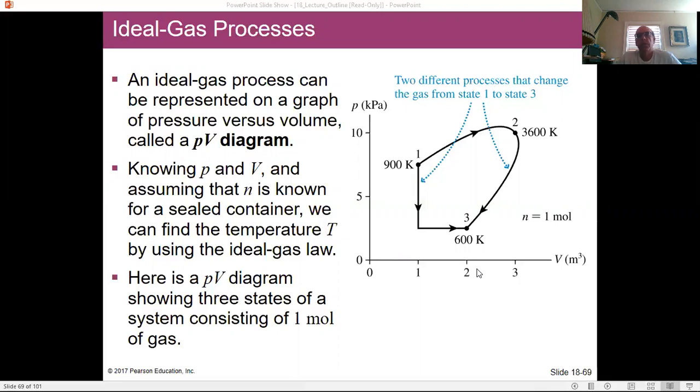So we can think of the starting state or the initial state as being 0.1, where the volume's about 1 cubic meter and the pressure is about 7.5 kilopascals. And we can think about the final state as being 0.3, where the volume's 2 cubic meters and the pressure is 2.5 kilopascals. And we can change the pressure and the volume from those initial values to their final values in an infinite number of ways. Two different ways are illustrated here with the two paths.